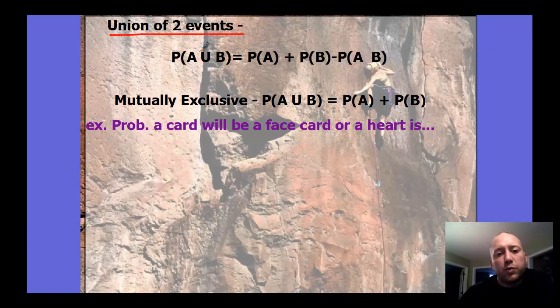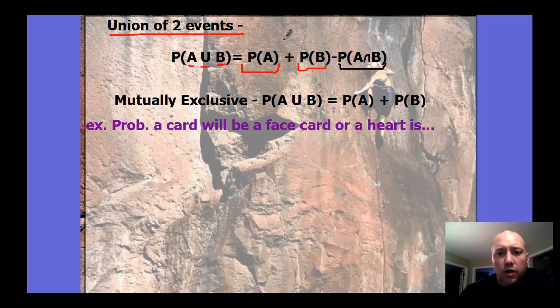So the union of two events would use this notation. The probability of A union B. You're looking at both A and B, and you don't care which set they come from. You want one or the other. So it's the probability of A plus the probability of B minus the probability of A intersect B.